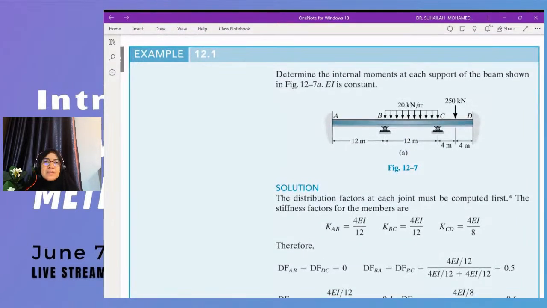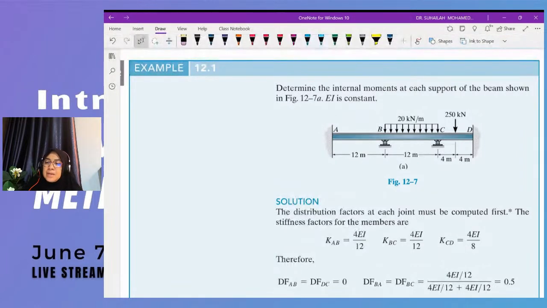This is the first example given in the textbook, example 12.1. The question is to determine the internal moment. As I mentioned, for internal moment, we can use member end moment, also we can use the bending moment, also we can use internal moment, at each support of the beam shown in the figure. EI is constant.